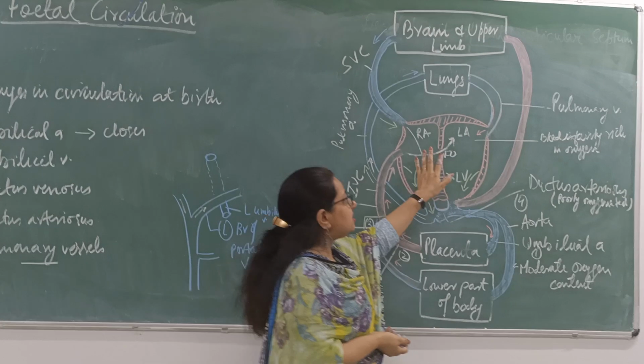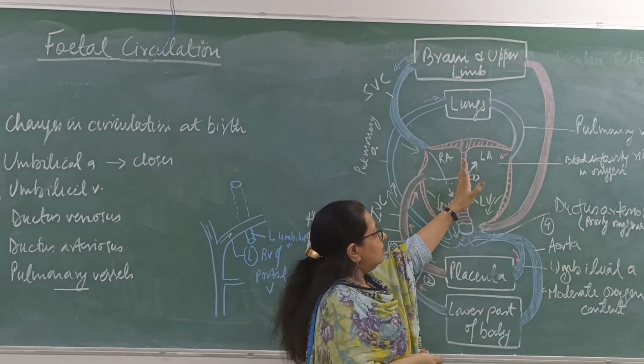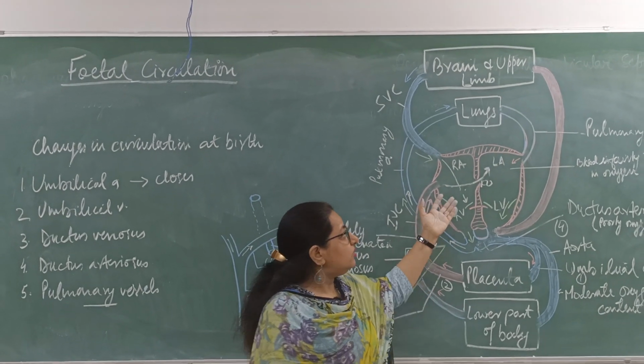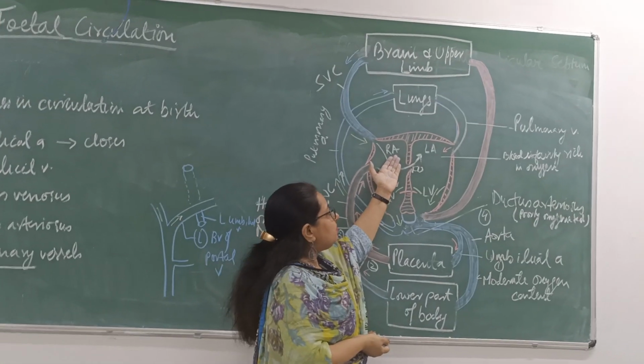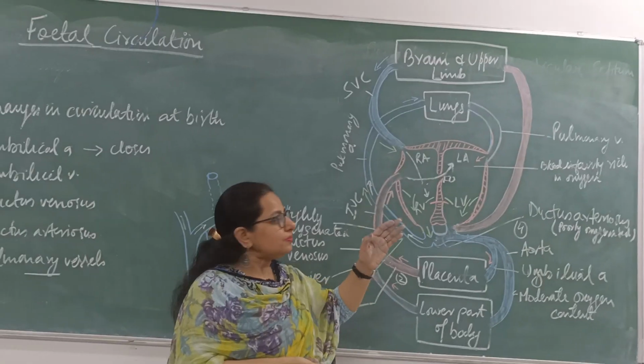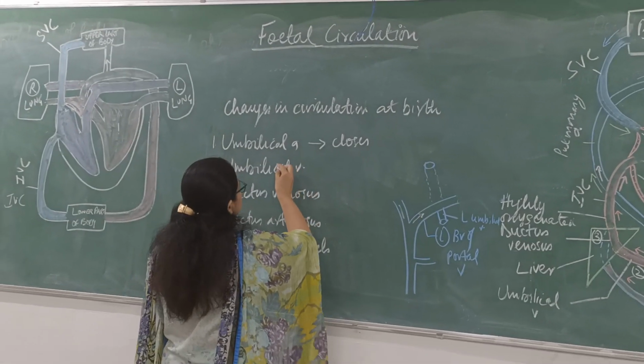So there is no mixing of blood from the right atrium to the left atrium, right? There is complete partitioning of the atrial chamber, that is, there is partition between the right atrium and the left atrium because of the closure of the foramen ovale. Now what changes are taking place in these?